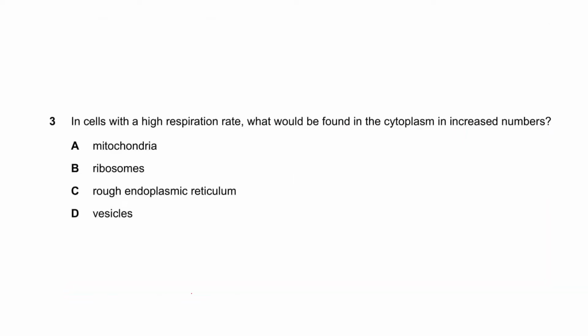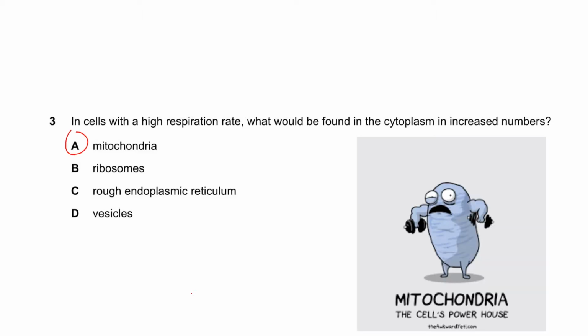Question 3 says, with a high respiration rate, what would be found in the cytoplasm in increased numbers? The answer is A, because the mitochondria is where respiration occurs to release energy.